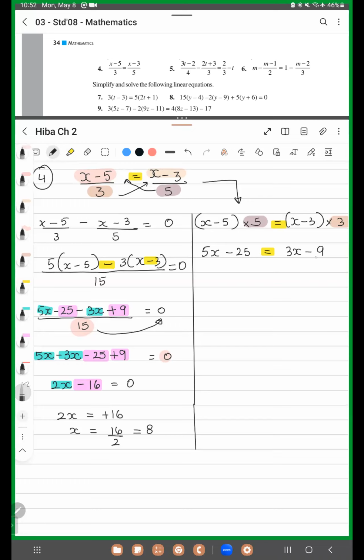ठीक है. Now you can do the same thing. You can bring the 5x and 3x, and you can bring the minus 25 to the other side. तो अब आप 5x और 3x को एक साथ ट्रीट करिए जरा. What will it become? अब मुझे क्या लिखना चाहिए? 5x minus 3x is equal to minus 9 plus 25. Very good.